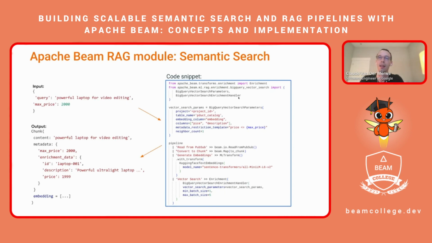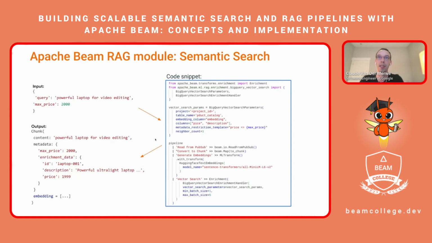To do this, we make use of the enrichment transform. This is a powerful transform that joins external data sources to the data in our pipeline. It combines with vector search through the RAG package, where we need to specify the table we want to look up, the embedding column, the columns we want to retrieve, the metadata restriction template, and the number of results we want to return.